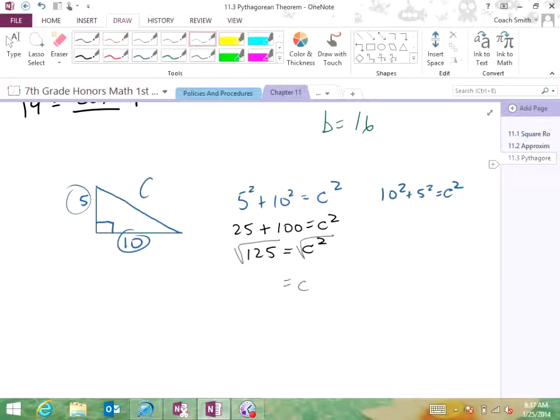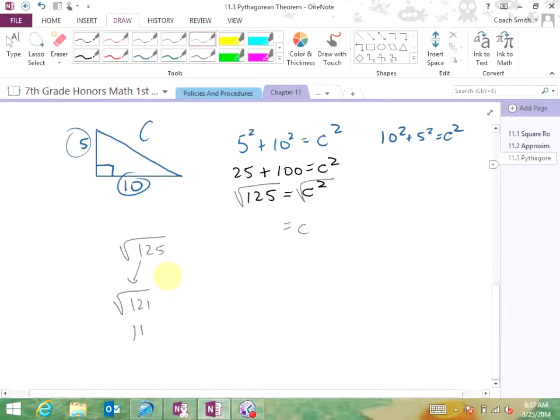Okay? The square root of 125 falls between the square root of 121, which is 11, and the square root of 144, which is 12. So somewhere in here lies the answer. Now, is 125 closer to 121 or closer to 144? Well, obviously 121. Okay, it's obvious, it's fairly close.